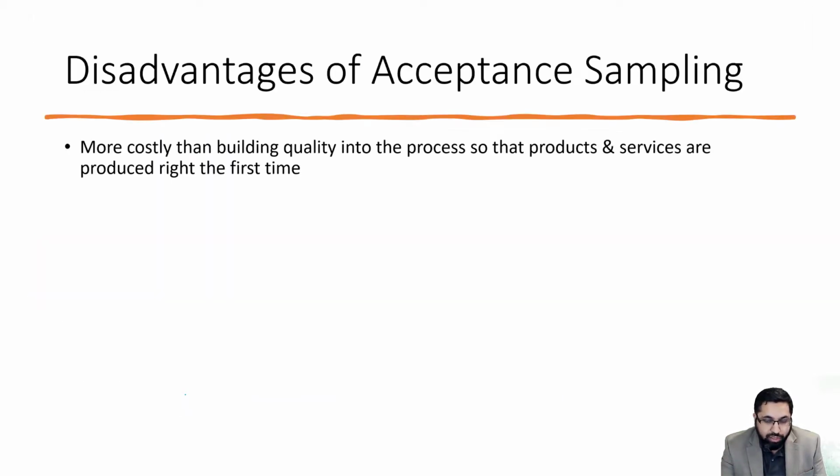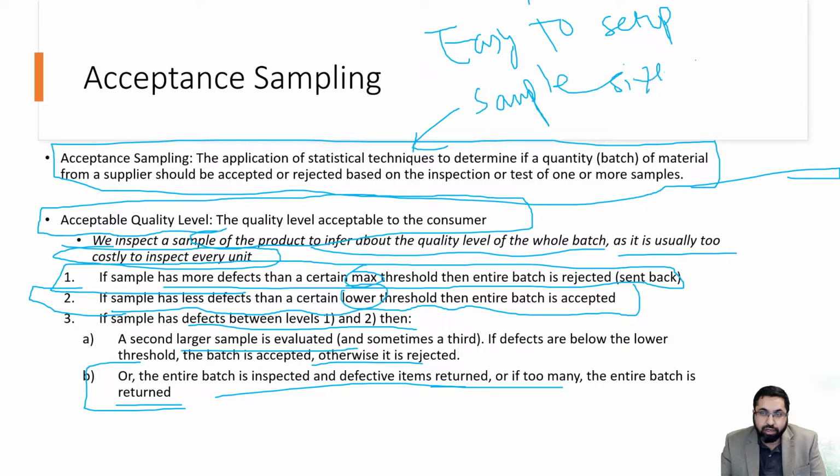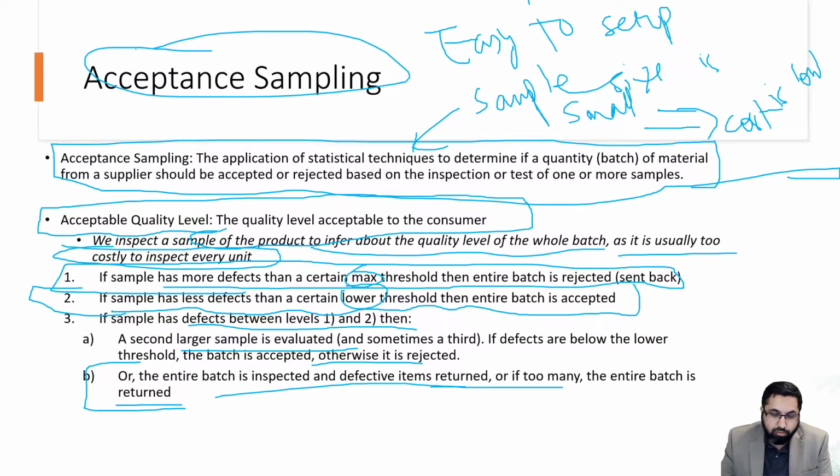What is good about acceptance sampling is that it's easy to set up. It's easy to set up because all you're doing is inspection with some rules. And if the sample size is small, then the cost is low to set it up, because the cost of acceptance sampling goes up if you sample more and more product.